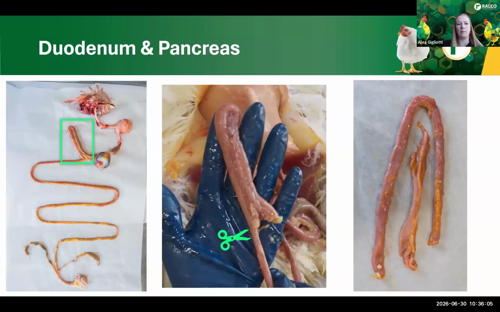So moving on to the duodenum and the pancreas, this is going to be the first part of our small intestine, and it is going to encase the pancreas. So in the picture, you can see it's in a loop, and in between that loop is going to be your pancreas. And both of these organs should be free of any type of lesions, bruising, should be a homogeneous pale pink color. And you can separate the pancreas from the duodenal loop relatively easily by just carefully pulling it apart. And then you can examine it separately from there.